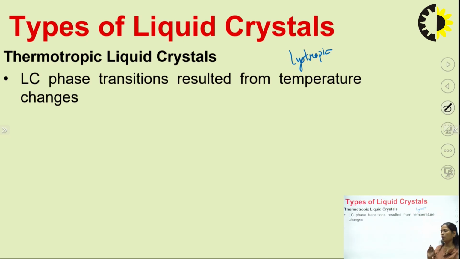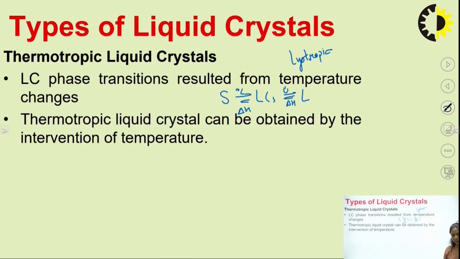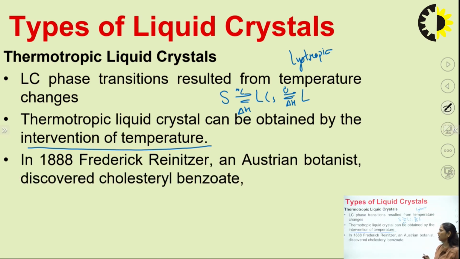How are thermotropic liquid crystals formed? Thermotropic liquid crystals are formed by the intervention of some temperature. Some temperature is given, some heat is provided, and then it forms liquid crystal. So we can say that thermotropic liquid crystal can be obtained by the intervention of temperature. When we introduce heat, thermotropic liquid crystals are formed.